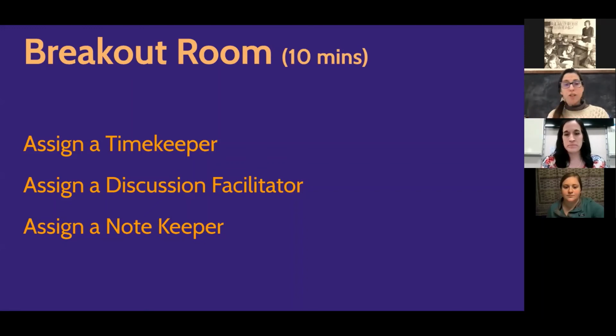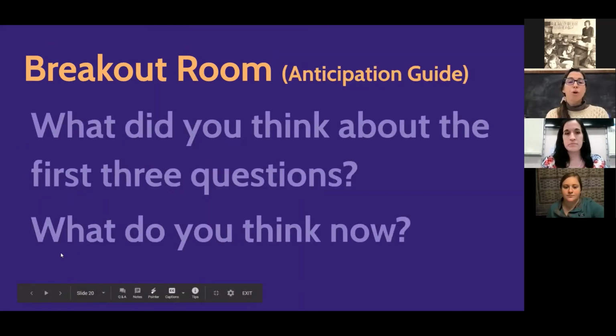So now we're going to move into the different breakout rooms. Please make sure you have a timekeeper, discussion facilitator, and a note keeper. And if you can switch the slide, Bree, we're going to focus on the first 3 quotes. What did you think about the first 3 questions, and what do you think now? Talk to your group about what you thought before the reading, if you filled it out, and after you've talked about it with everybody else, what do you really think now?